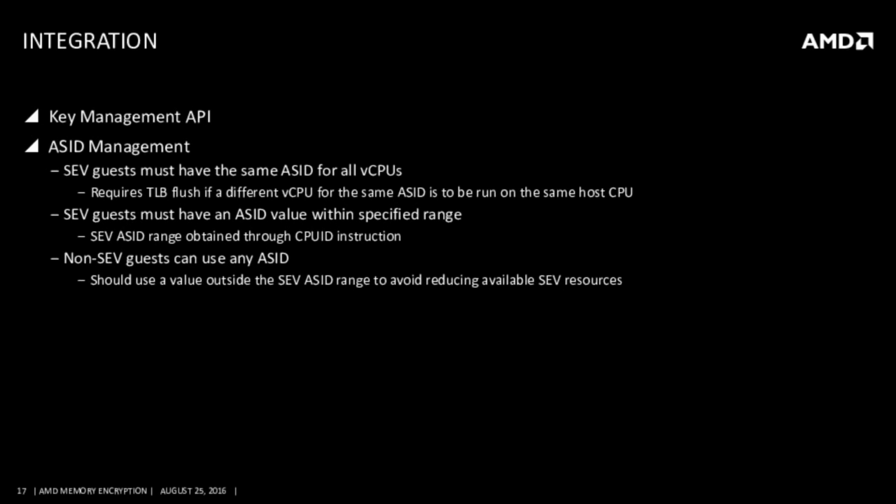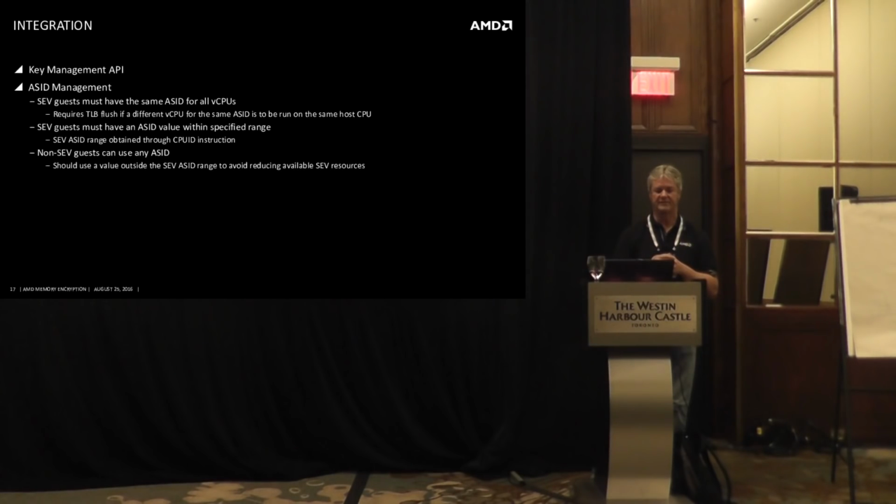Right. I mentioned this a little bit, ASID management. So right now, SEV guests are going to have the same ASID for all vCPUs. That's a change from the way things currently are, and it's going to require a TLB flush if we run a different vCPU from the same guest on the same CPU where we just ran a different vCPU. Or if we take a vCPU and move it from one CPU to another CPU, we're also going to have to flush there so that we make sure that we get everything straight.